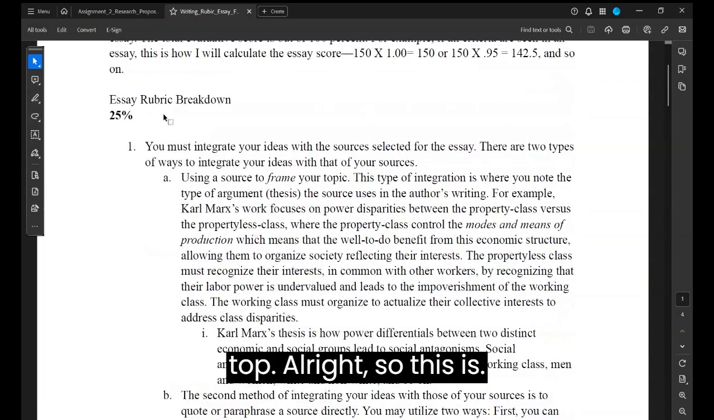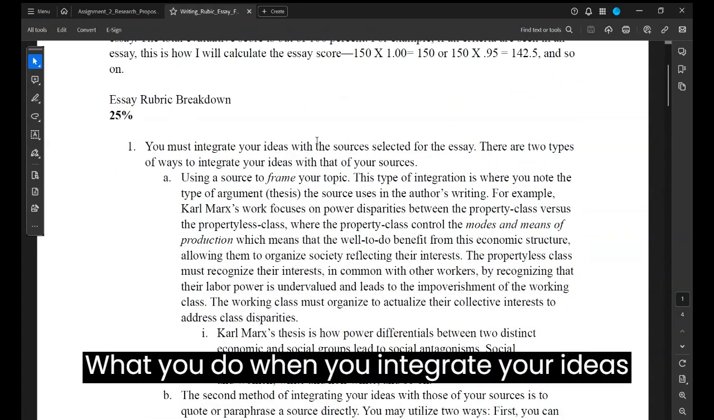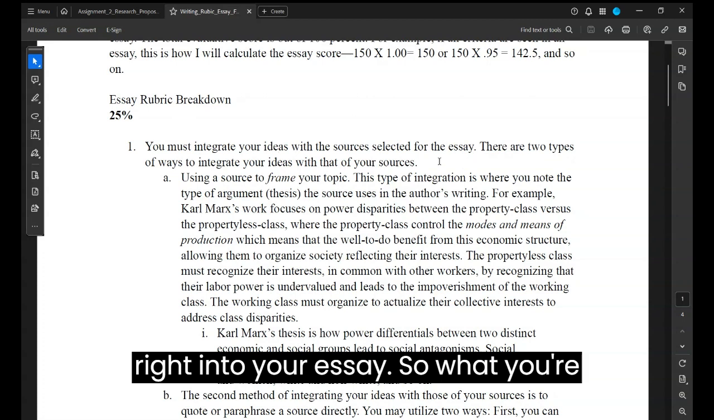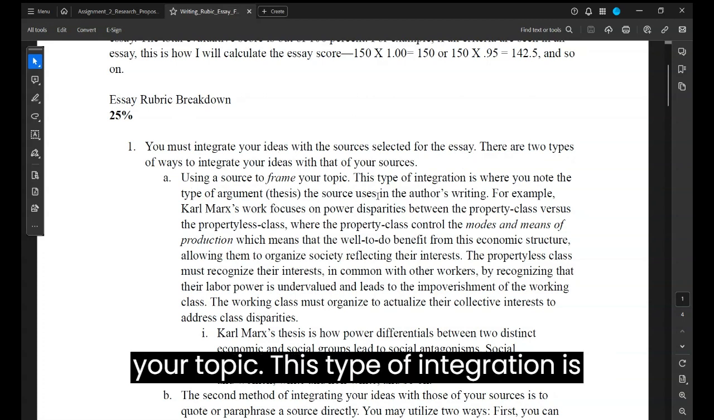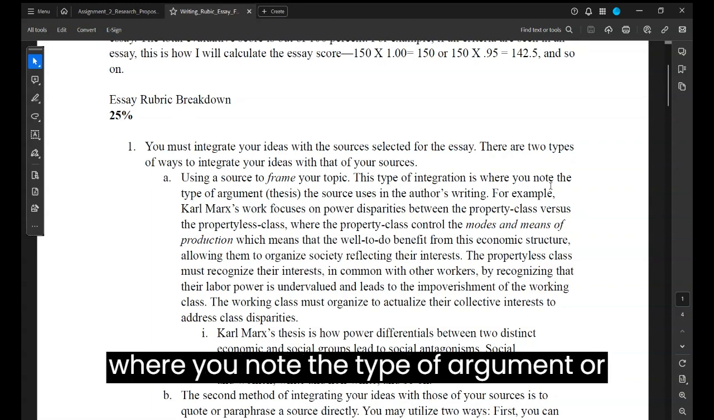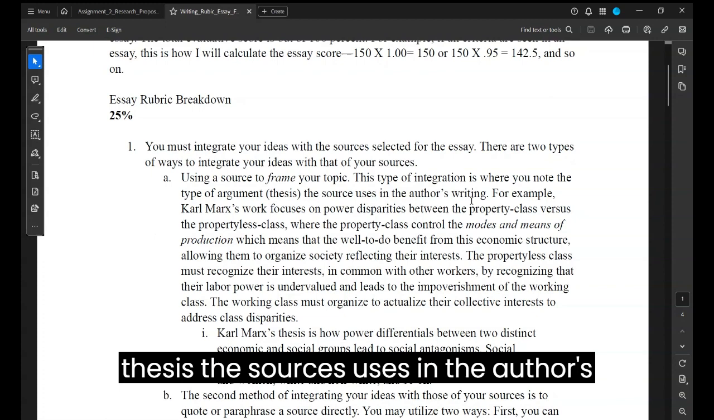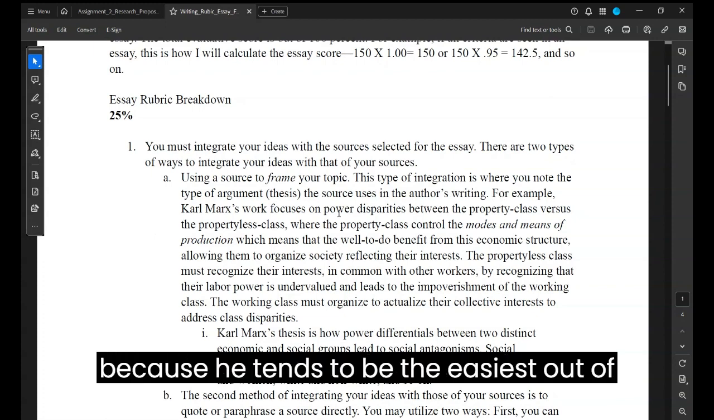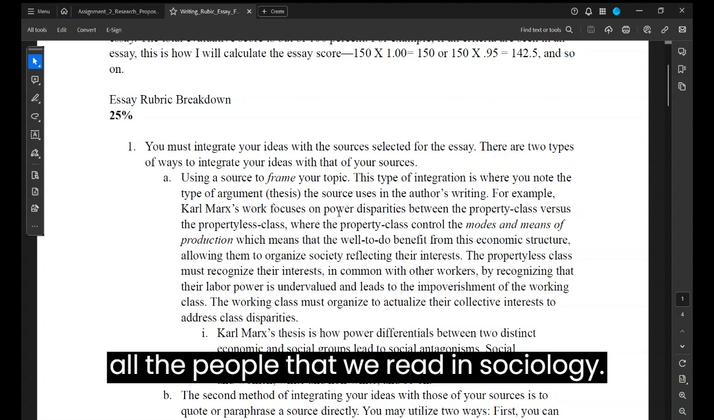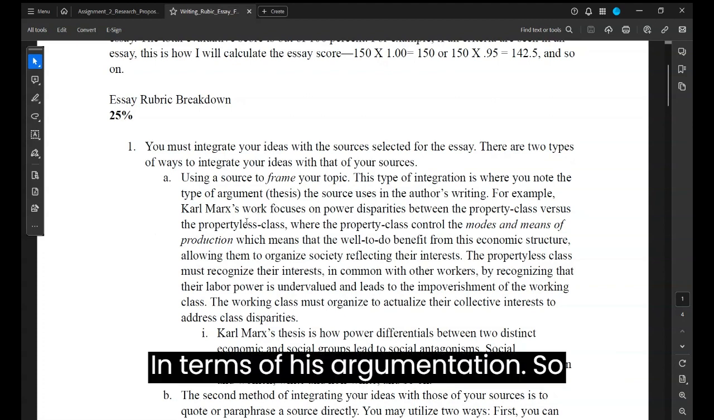All right, so this is what you do when you integrate your ideas into your essay. So what you're going to do is use a source to frame your topic. This type of integration is where you note the type of argument or thesis the source uses in the author's writing. For example, I use Karl Marx because he tends to be the easiest out of all the people that we read in sociology in terms of his argumentation.